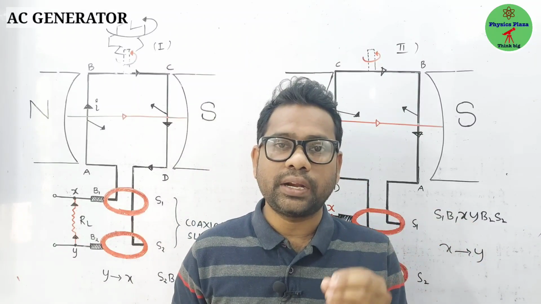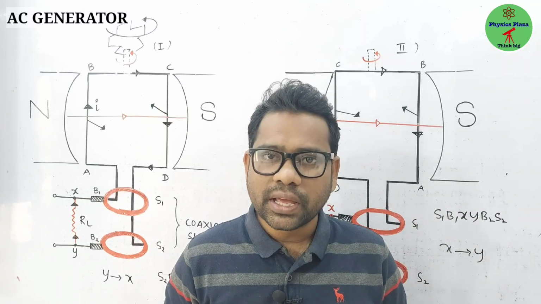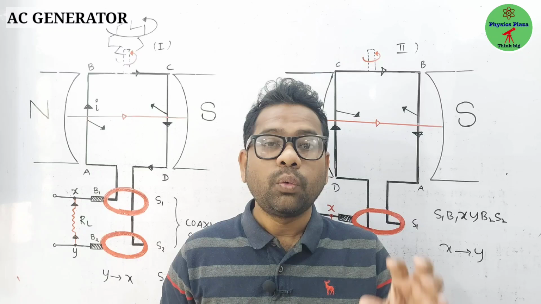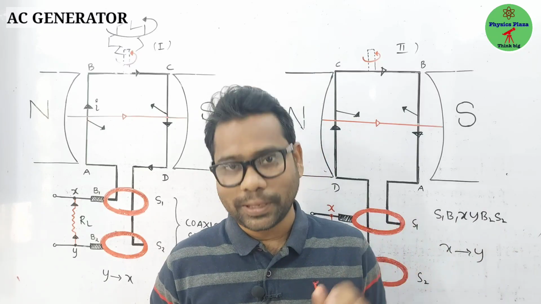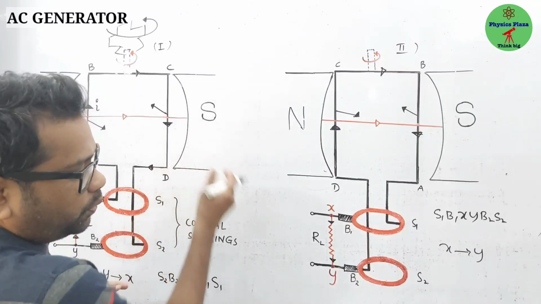DC current, direct current: the magnitude and the direction remain the same. Whereas AC current, alternating current, its direction and magnitude will be changing continuously. Is it clear? So this is how it actually works.